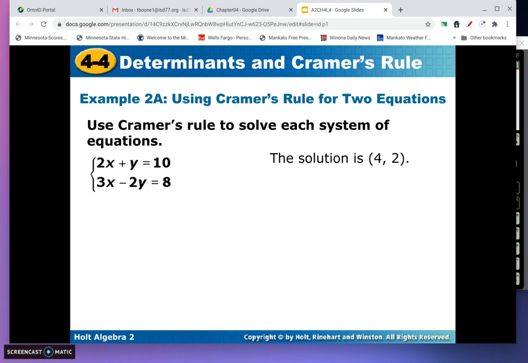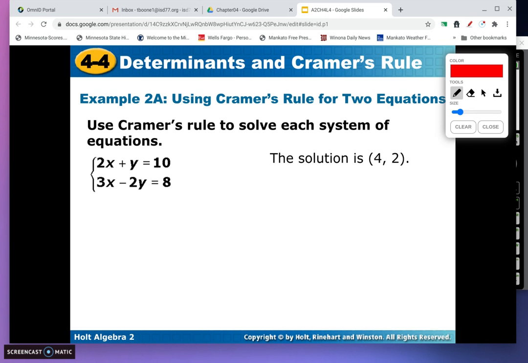Okay, so we already told you this one's going to have a solution. First thing first, I want to make sure I have this in standard form. So I have 2x plus y equals 10 and 3x minus 2y equals 8. And make sure you have it as x, y equals a number. That's what you want as we do this. So let's go ahead and find D first.